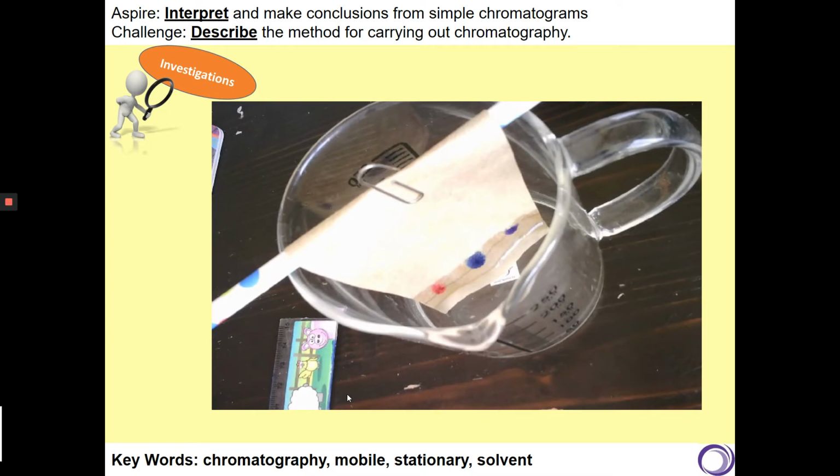So remember again, the solvent, in this case water, is the mobile phase because it moves. The filter paper will be the stationary phase because it doesn't move. Things that move a long way up the filter paper are very soluble in the solvent. And that's why they move further. So in the mobile phase, they are very soluble. Things that are not as soluble in the mobile phase will not move as far up the paper. They may have a greater attraction for the stationary phase.